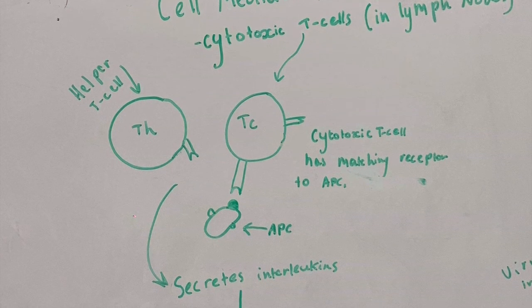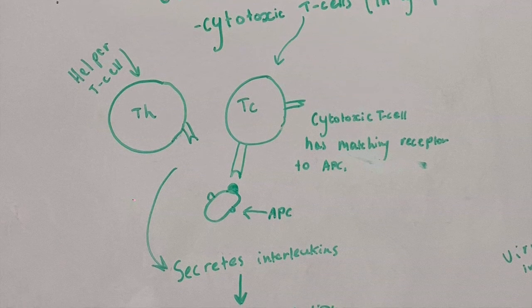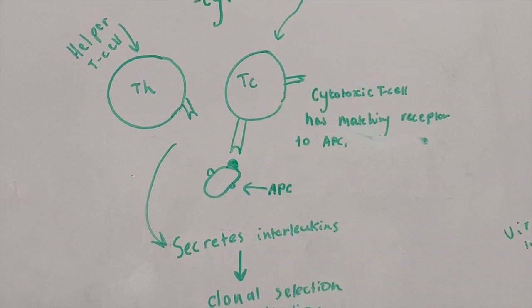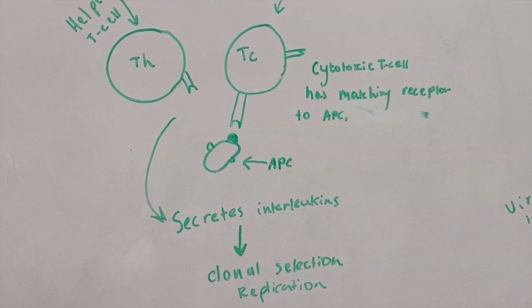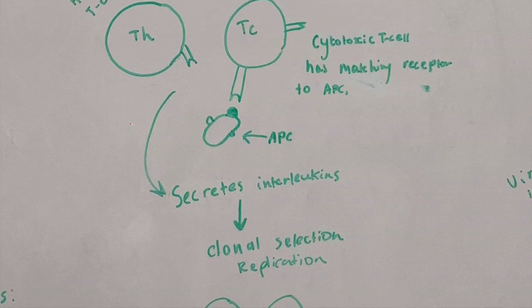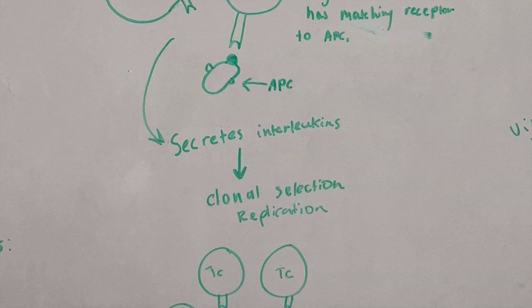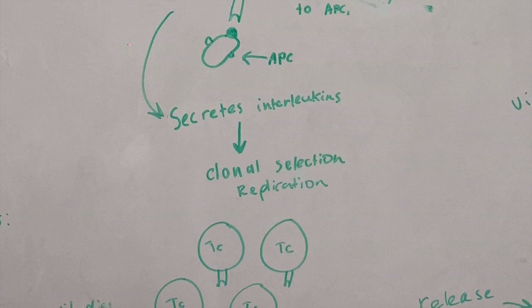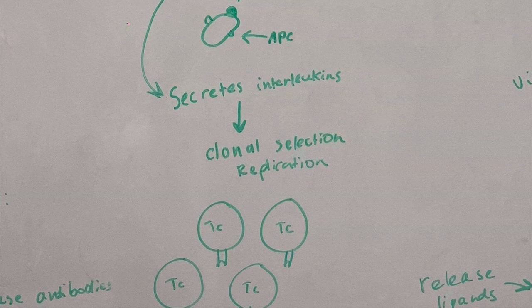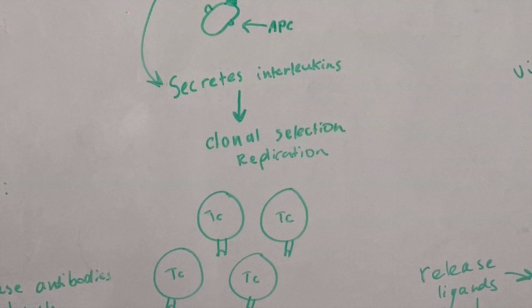Cytotoxic T cells are involved in the cell-mediated response. They are also found in the lymph nodes, and when an antigen-presenting cell presents an antigen with the matching T cell receptor, they will bind. A helper T cell will then come along, secreting interleukins and stimulating the cytotoxic T cell to start replicating and making clones of itself.